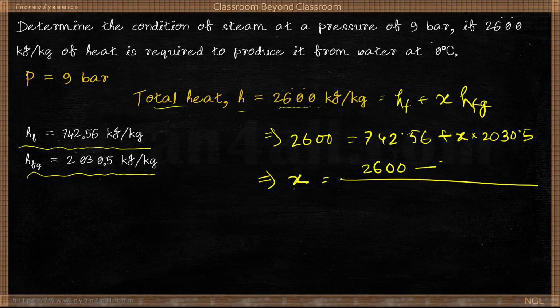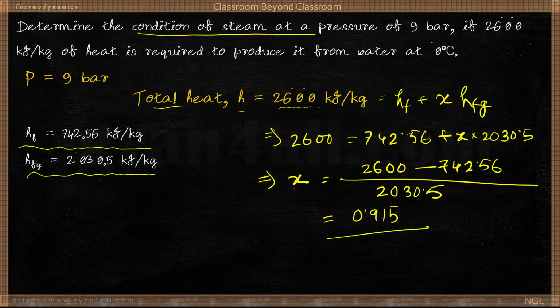So from this we will get the value of x, which is equal to 2600 minus 742.56 divided by 2030.5, and this comes out to be approximately 0.915, and this is the dryness fraction of the steam that we have to finally determine. The condition, or quality of steam, is wet steam with dryness fraction of 0.915.